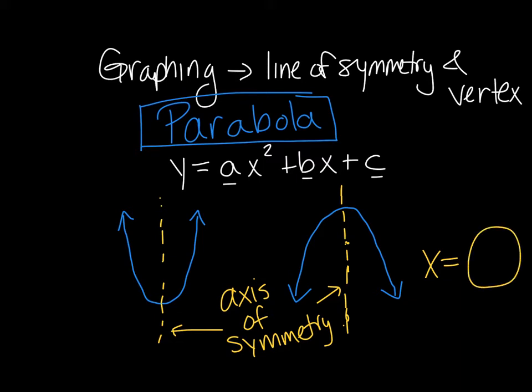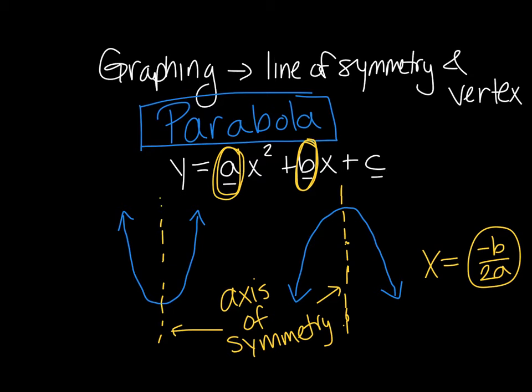Sometimes it's x equals 2, sometimes it's x equals -1, sometimes it's x equals 0, but we're going to have a number there. And to find that number, we have this little formula, and that little formula is -b over 2a. b as in the number in front of x in the equation, and a is the number in front of x squared.